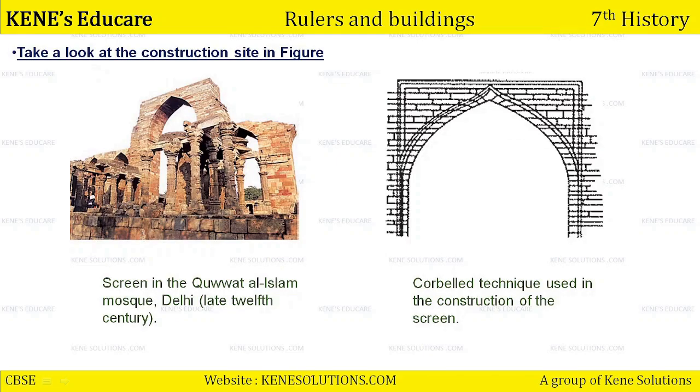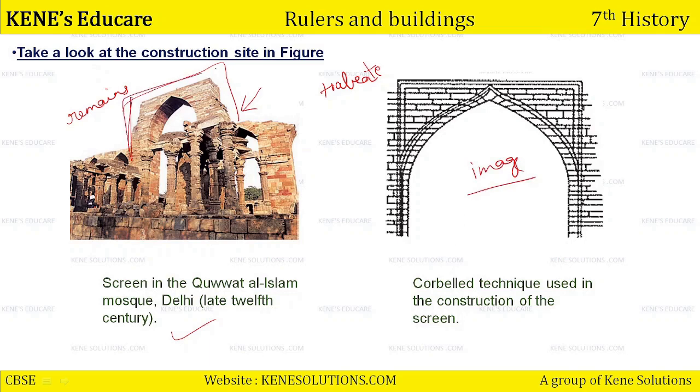This is the image showing the trapezoid principle, the trapezoid style of architecture. Screen in the Quwat al-Islam Mosque, Delhi, late 12th century. This is the Quwat al-Islam Mosque. Now you will see, ye kaisa mosque hai? These are basically the remains over the period of history. Okay, these are the remains of Quwat al-Islam Mosque, which is in Delhi, made in the late 12th century. And this is the screen. You can see the screen. This image is showing the corbel technique used in the construction of the screen.